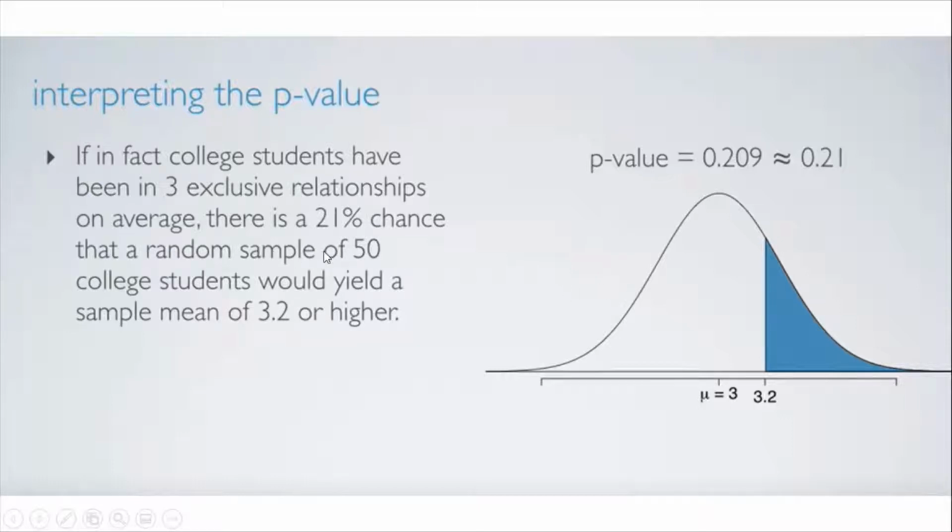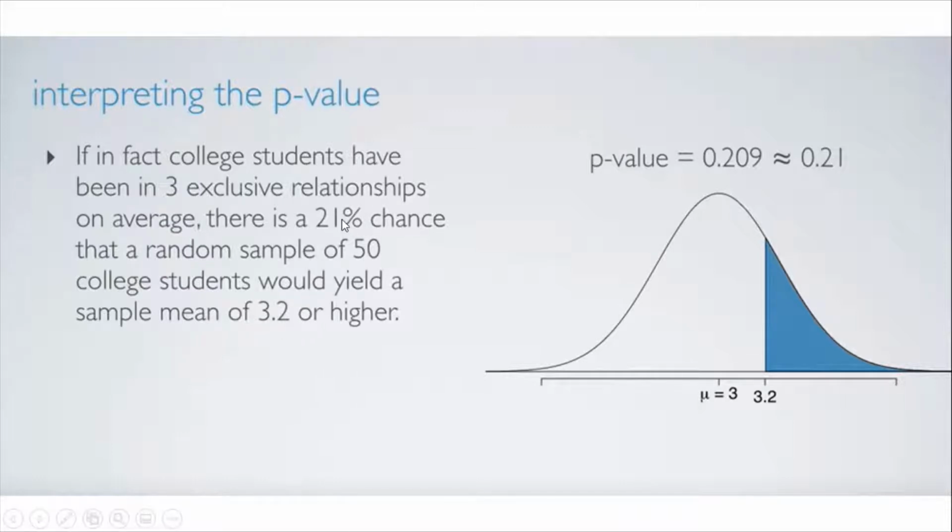Then when we conduct this kind of trial, recruiting 50 college students 100 times, out of 100 times we got 21 times this will yield a sample mean of 3.2 or higher. So this sample mean of 3.2 can happen by chance. The p-value is looking at whether we can get this extreme value by chance. So we got 21%. This can happen by chance.